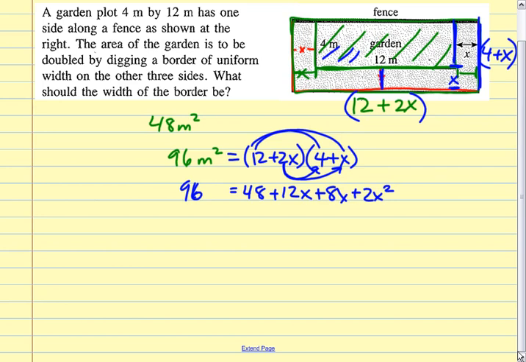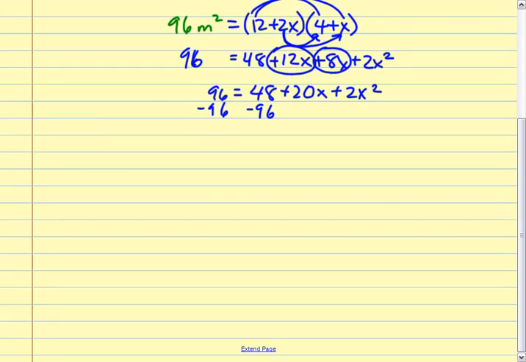Before I subtract this 96, let's go ahead and simplify on the right side. So I've got 96 is equal to 48 plus 20x plus 2x squared. Now let's subtract the 96 from both sides. On the left side, 96 minus 96 is 0. On the right side, 48 minus 96 is negative 48, plus 20x plus 2x squared. But what's the problem? They're not in the right order. I want to always put them in the same order so I'll know if it resembles something I've seen before.